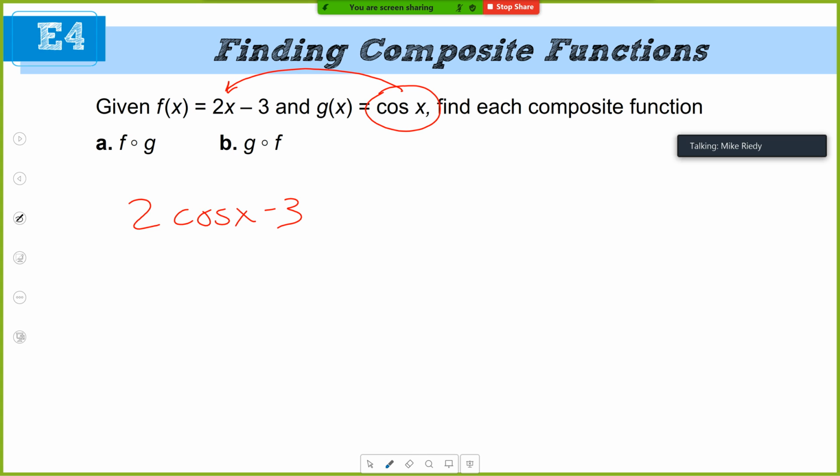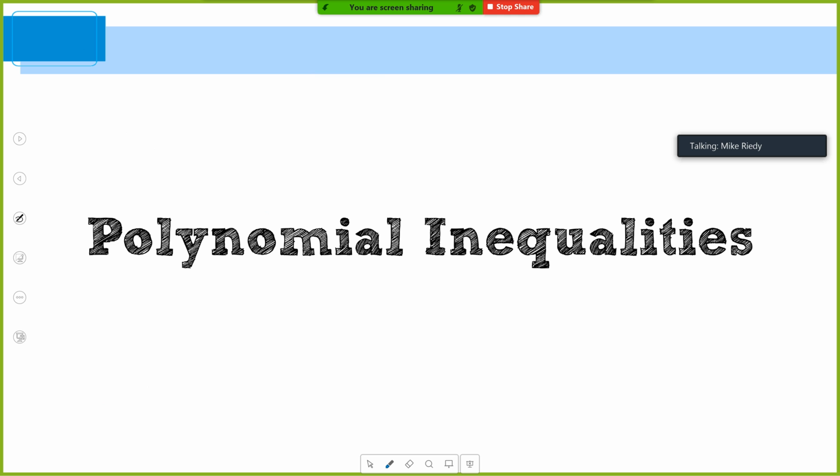And then part B, a g of f of x, put f into g. We get the cosine of the quantity 2x minus 3. And this should be pretty easy for you, I think. Yes? Give me a thumbs up. I can see some of you. Good enough. I don't want to beat a dead horse. We are good to go there.